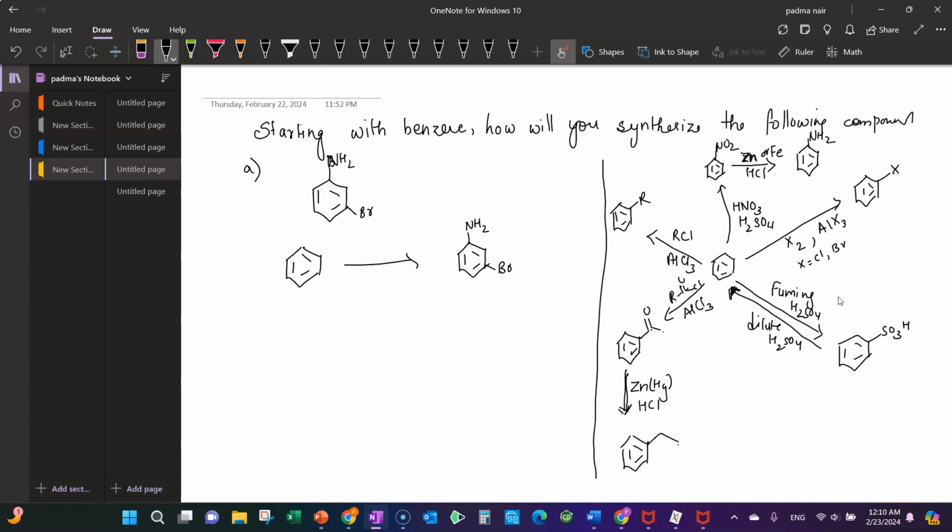However, the rest of it you should know. Okay, so you need to look at the mechanisms of Friedel-Crafts alkylation, acylation, nitration, halogenation, and sulfonation. Sulfonation is the only reaction that is reversible, where you can change the concentration of the sulfuric acid and get the desired product. Okay. All right, now coming back to our problem here, we have a target compound which is 3-bromoaniline.